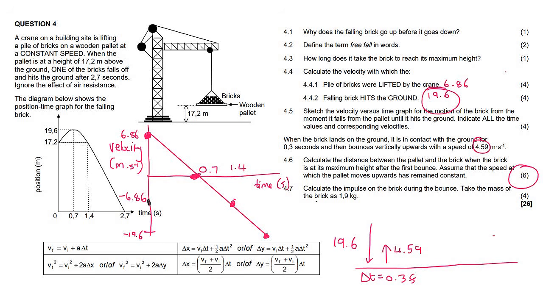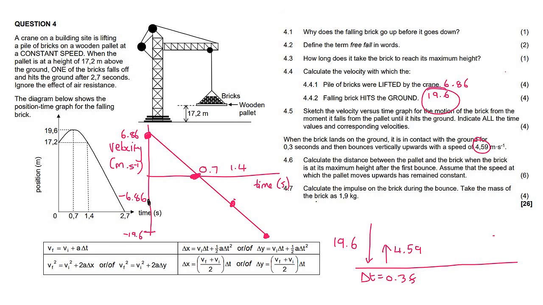For 6 marks, calculate the distance between the pallet and the brick when the brick is at its maximum height after the first bounce. Guys, I need you to perhaps pause the video now and read question 4.6 as many times as you need to until you have a 95% idea of what they are talking about. Because if you are confused right now and you watch me, it's not going to help. So pause the video, read it a few times, and make sure that you fully understand what they are talking about.